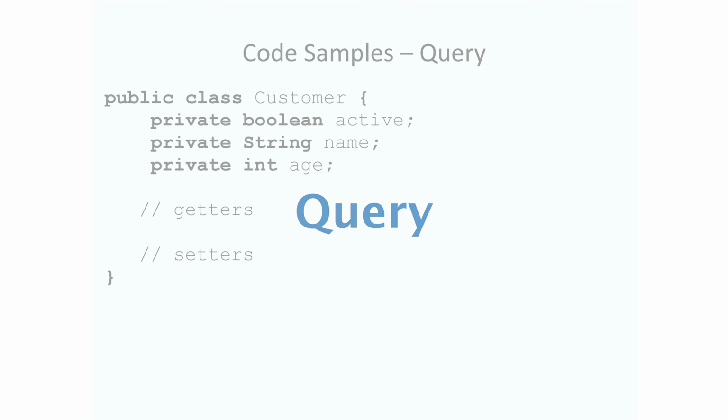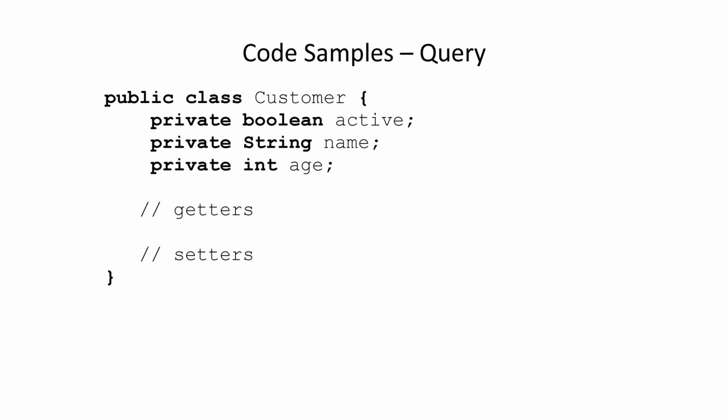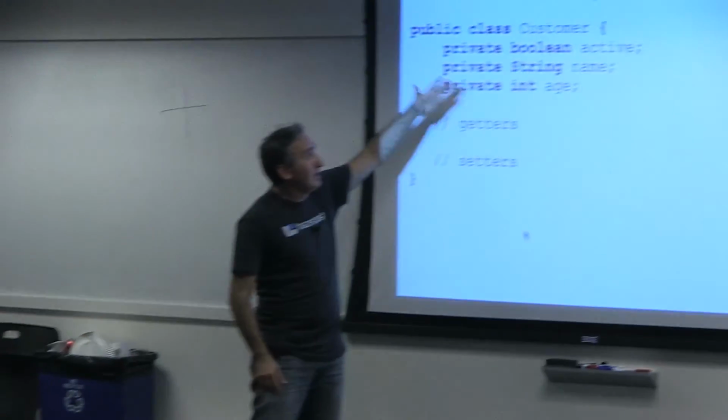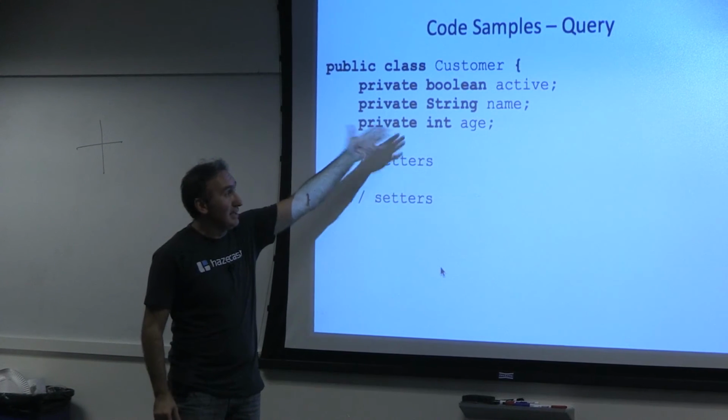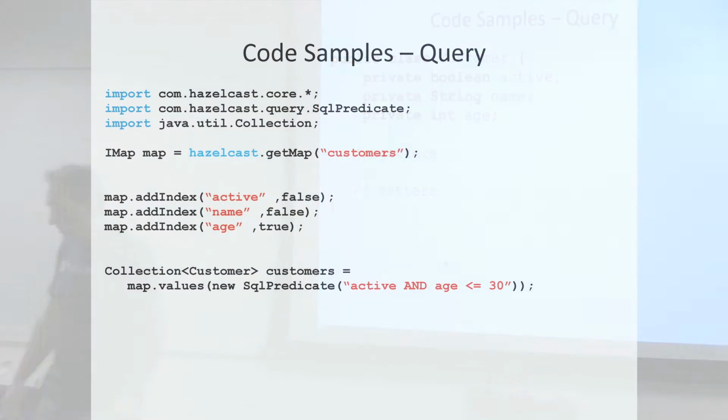So of course you can say, hey, map.keySet or values, and you can iterate everything. If you have 10 million or 100 million, it will take quite a long time. And also, you don't want to bring everything to the caller, right? So let's say this is the value that we are storing, and we want to find active customers with age less than 30 or something.